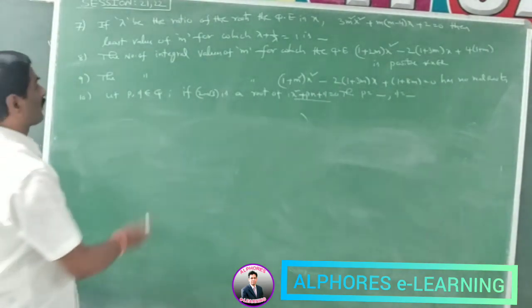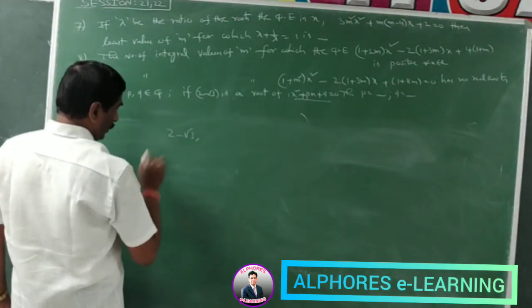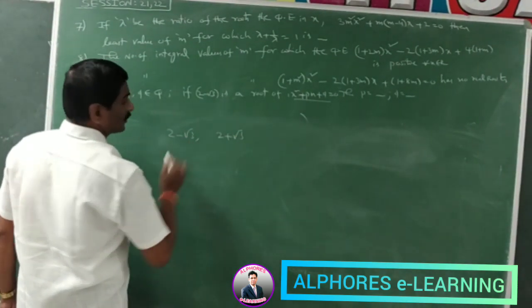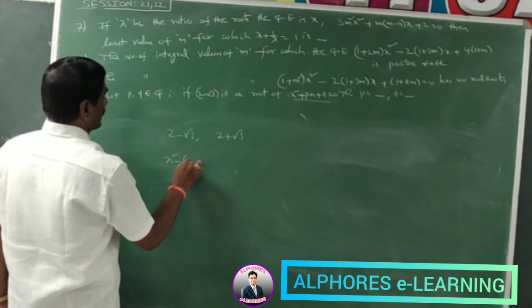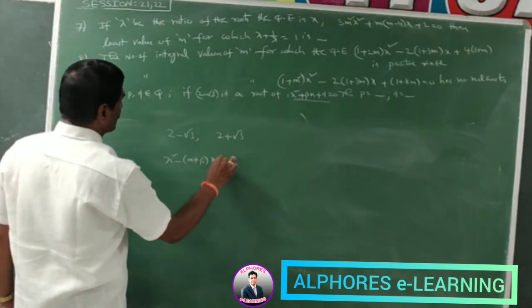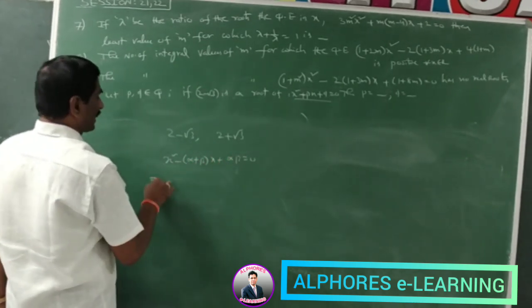Here one of the roots is 2 minus root 3. The other root must be 2 plus root 3. What is the quadratic equation? x square minus (alpha plus beta) x plus alpha beta is equal to 0. That means the sum of the roots means 4.